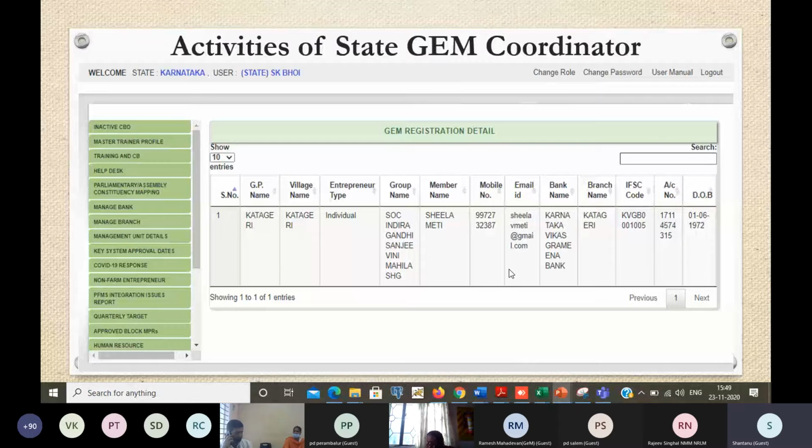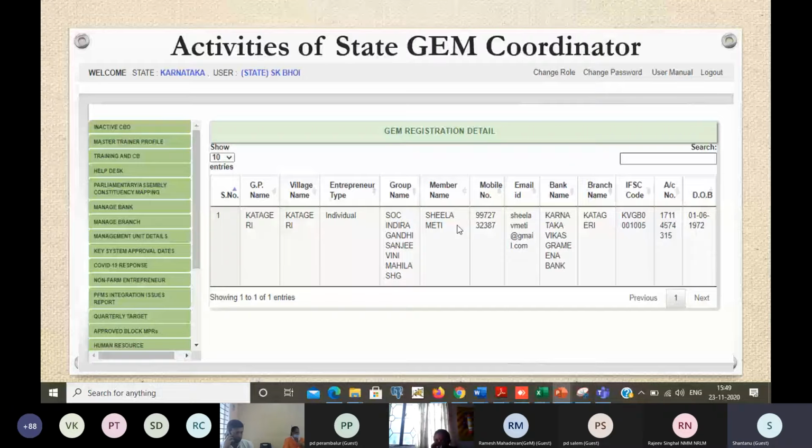Similarly, at the block level, the block GeM coordinator can have these three activities. One is the verification of the GeM coordinator. He can verify. Then registration of SHGs and or individual members can be done using this link. This link, given with the red underline, you can see options like the following details. You can select for an SHG or an individual.